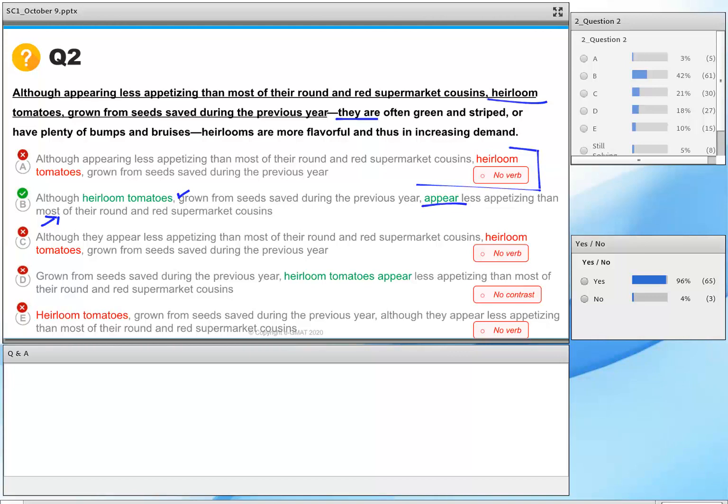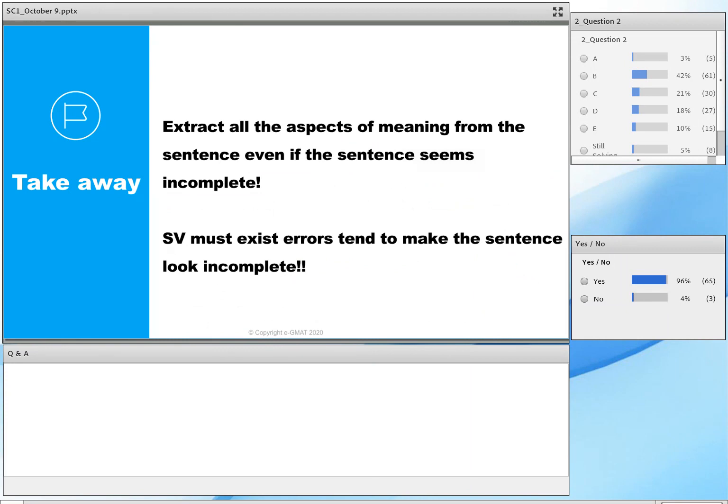All right. So let's do the takeaway once again. All those questions that I asked you: who is green and striped? Who has bumps and bruises? Who's more flavorful? So on and so forth. We asked them only to get logically involved with our sentence, only to derive all the logical points that my sentence must incorporate to convey the intended logical meaning, right? And even if the original sentence had a missing verb, which makes the sentence incomplete, we did not have any issues in understanding the meaning of that sentence. Okay.